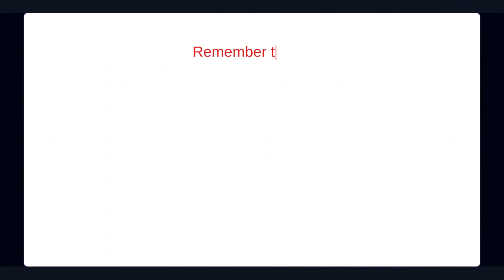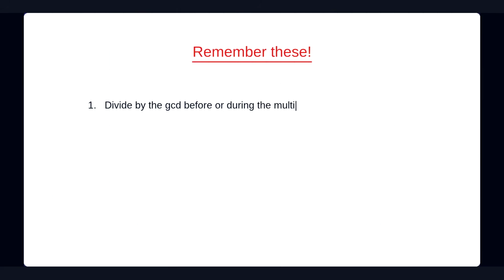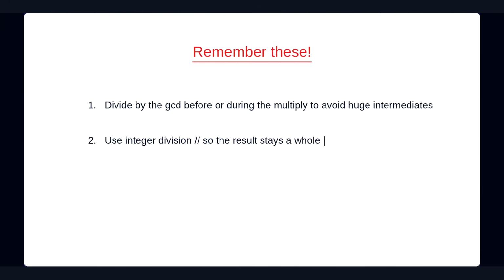A few cautions. For very large inputs, dividing by the greatest common divisor first keeps the intermediate numbers smaller. Use integer division so the result is a whole number. And remember, the least common multiple involving 0 is 0.